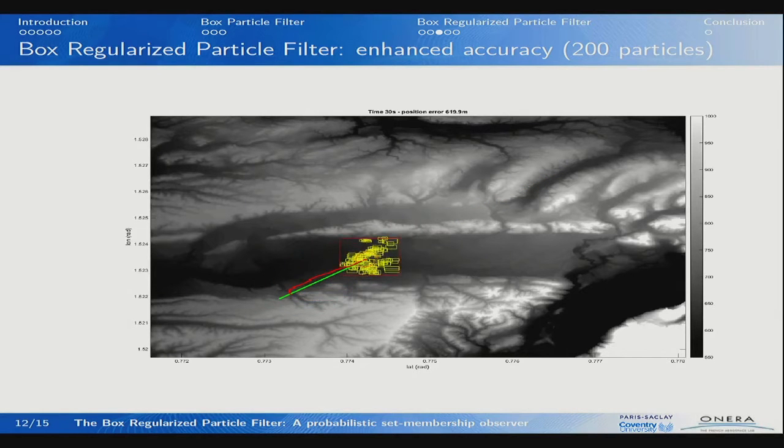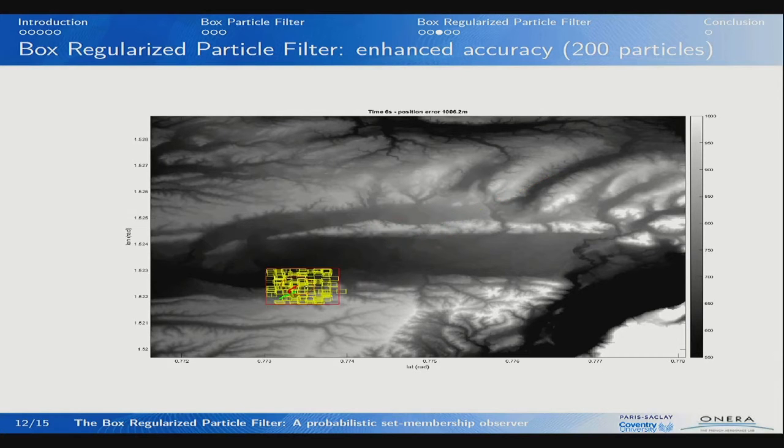You can see that the box particles better contract around the real state, more efficiently. They get well proportioned, and we've got something like a better precision. And we only need 200 particles, and for a typical particle filter, it is several thousand. The Bayesian case that I've shown at the beginning was done with 5,000 particles.